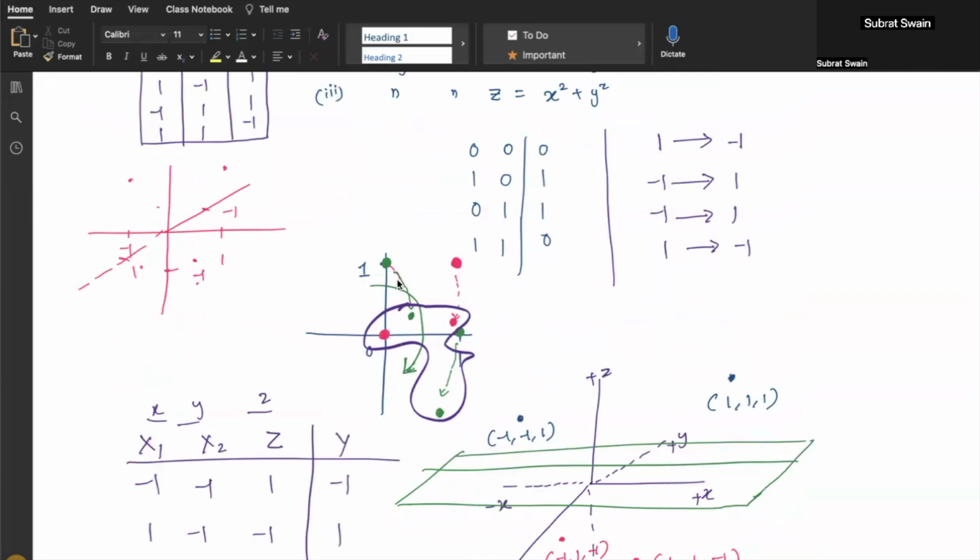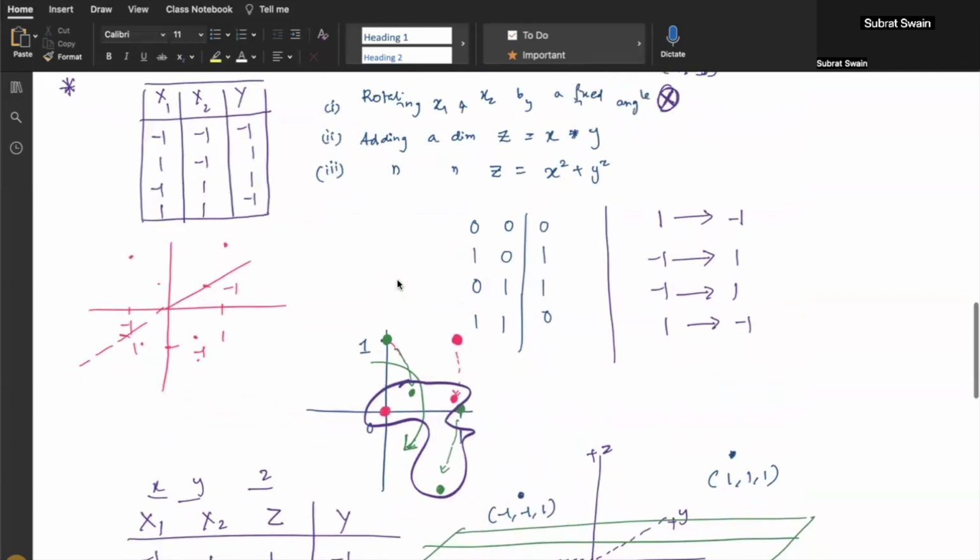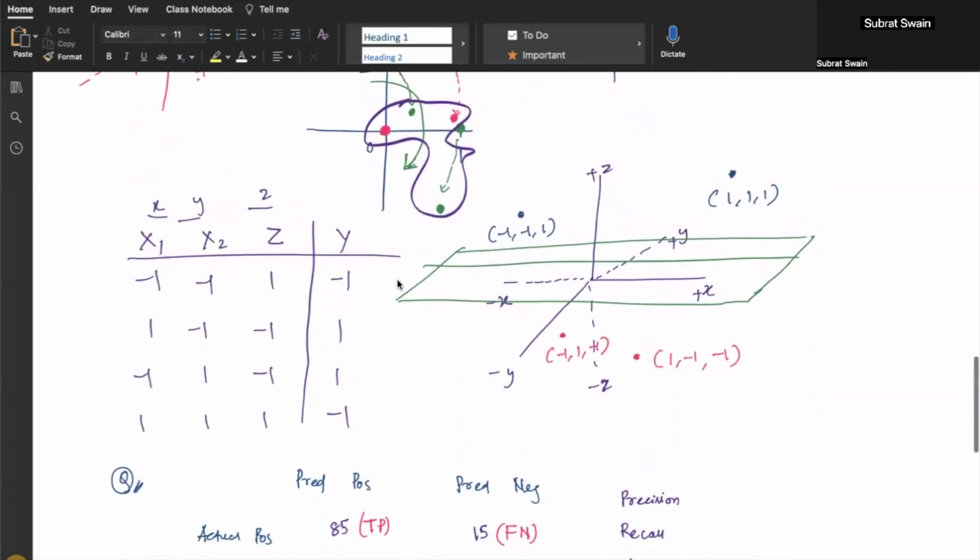And the second option was to transform it to a different dimension, g equals x1 times x2. So if I write down the z here, it will be -1 -1 1 1 -1 -1 -1 1 -1 1 1 1, and the corresponding y would be -1 1 1 -1.